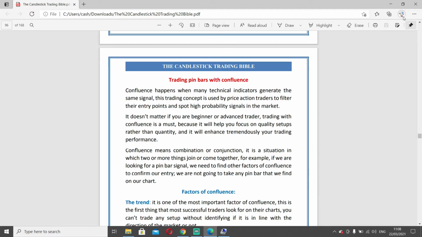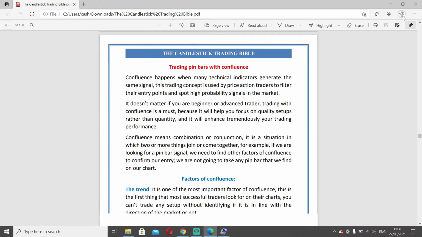Confluence means combination or conjunction. It is a situation in which two or more things join or come together. For example, if we're looking for a pin bar signal, we need to find other factors of confluence to confirm our entry. We're not going to try to take any pin bar that we find on our chart. We're going to try to take a specific one, and have confluences around that pin bar to say why we should take the trade, not just to take it because there's a pin bar.